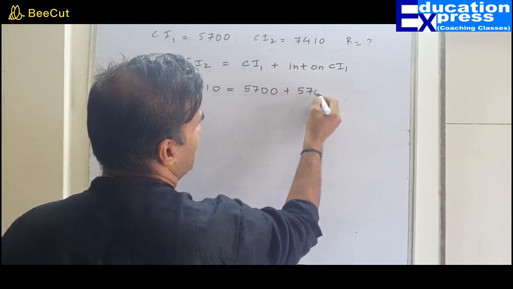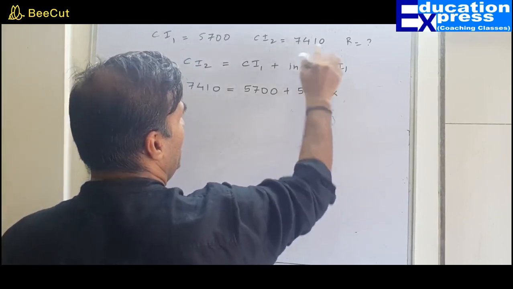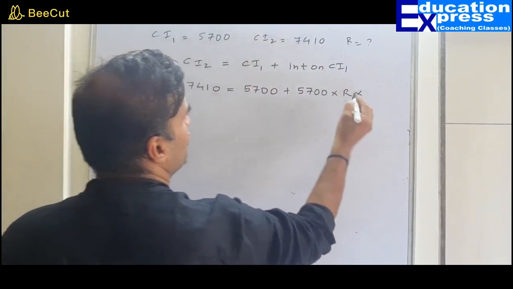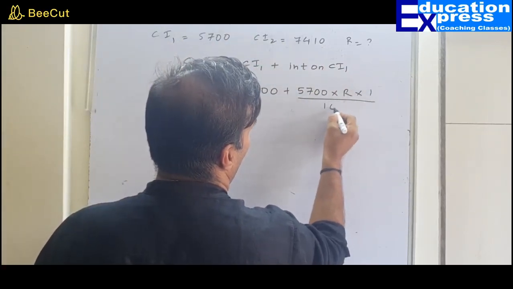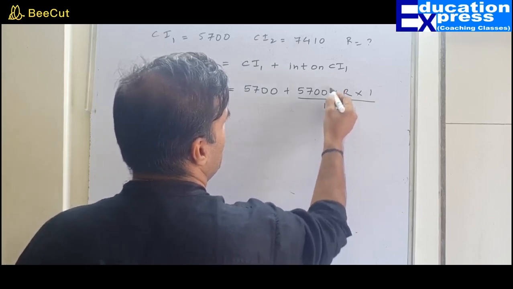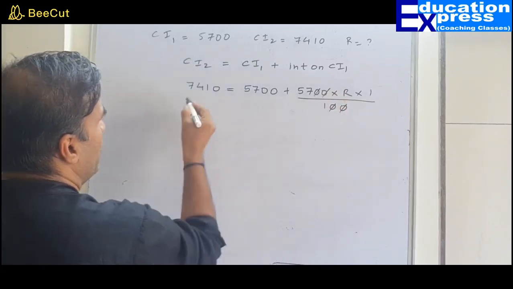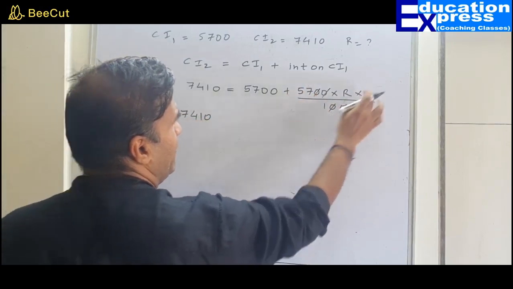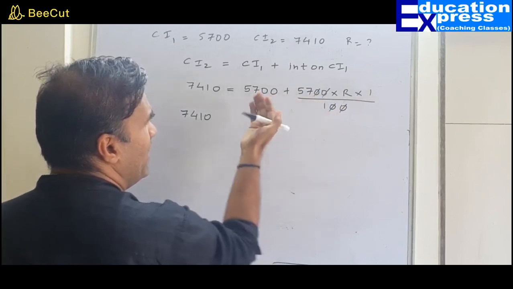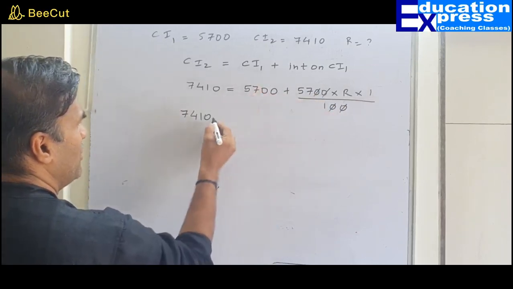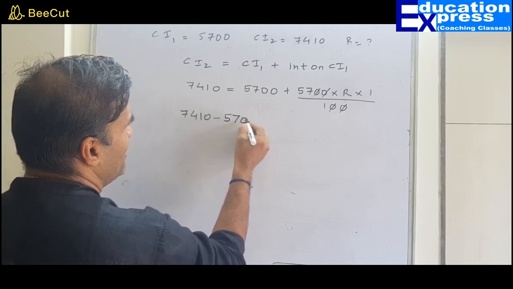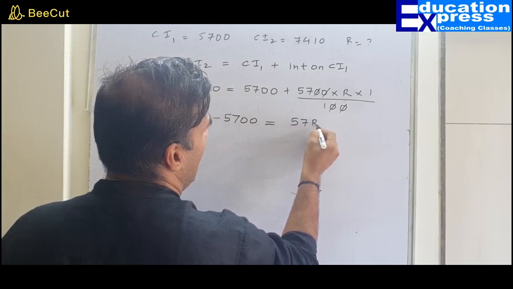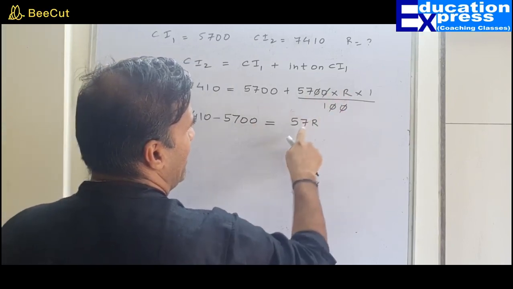So 5700 multiplied by rate, which we don't know, into time, it's 1 year, from 1 to 2, so it is 1 year, upon 100. The zeros get cancelled. We are left with 7410. Remember, this is a different story, don't mix this together. Send this 5700 and push it on this side. So 5700, what are we left with? 57 R.